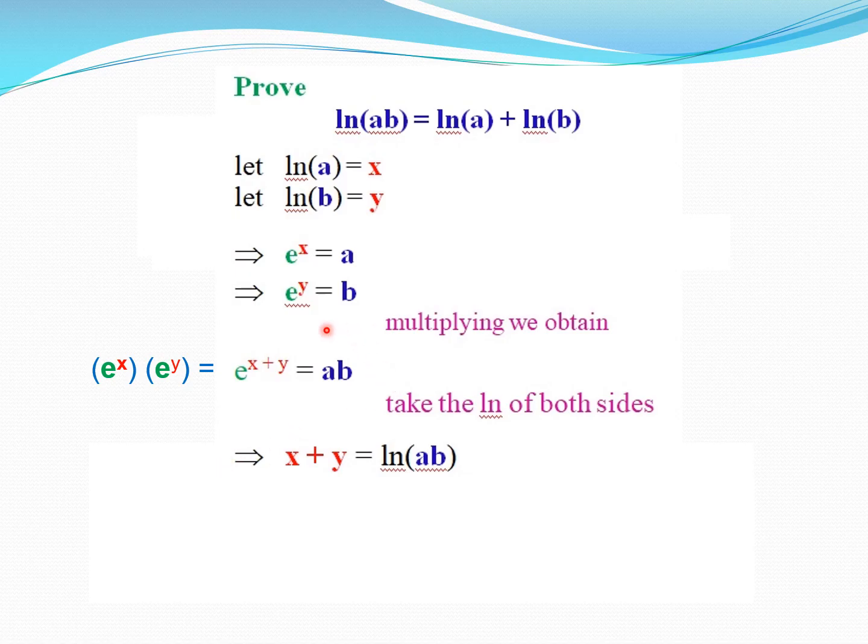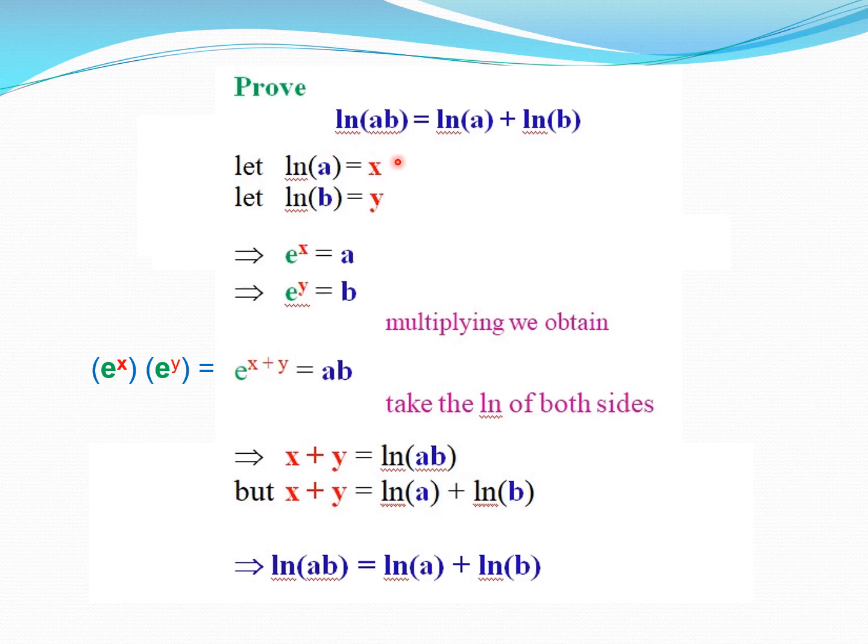Now, taking the ln of both sides of this latter equation here, so if you take the ln of e to the power of x plus y, it returns the power x plus y, which equals the ln of ab. But we know that we already have x, y here that was given to us at the beginning. x plus y equals the ln of a plus the ln of b. So just equating both of those now, we can see that the ln of ab is equal to the ln of a plus the ln of b. So all the properties that hold for log to the base 10 also hold to base e.